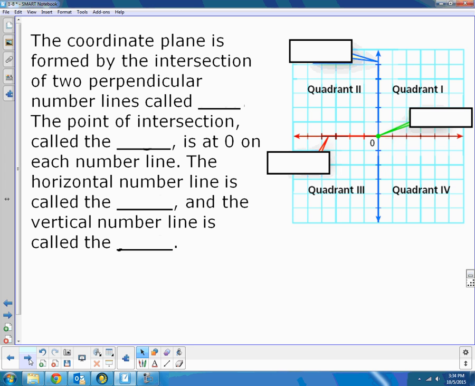So the coordinate plane is formed by the intersection of two perpendicular lines. These number lines are our x-axis, which is really in red. So this would be our x-axis, and that's our number line. That's our typical number line. You can fill in that as the x-axis. X-axis is our typical number line: -1, -2, -3, -4, 0, 1, 2, 3, 4, etc.